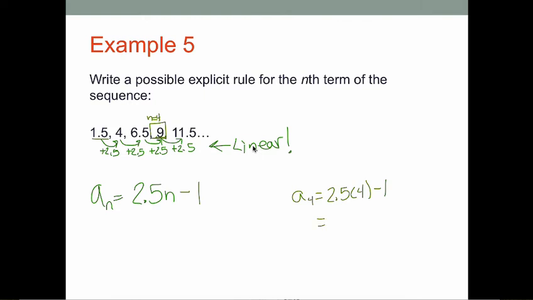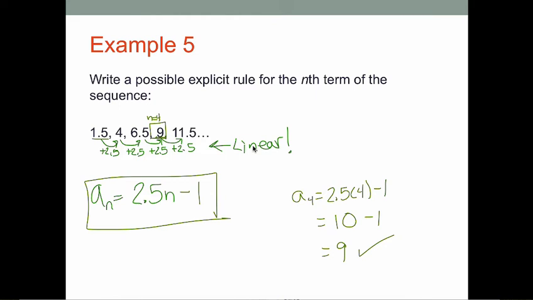Well, 2.5 times 4 would be 10. And minus 1, that would be 9. So it works. And so we know 2.5n minus 1 is our final explicit rule for the sequence written down.